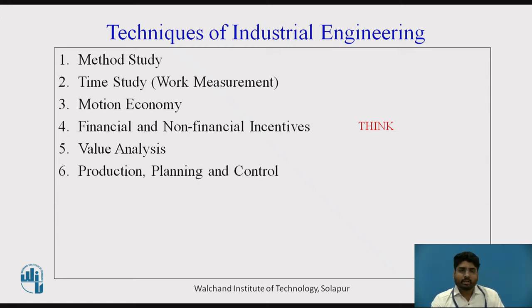Next is production planning and control. Production planning and control includes the planning for the resources like men, materials and machines, proper scheduling and controlling production activities to ensure the right quantity and quality of product at a predetermined time and pre-established cost.